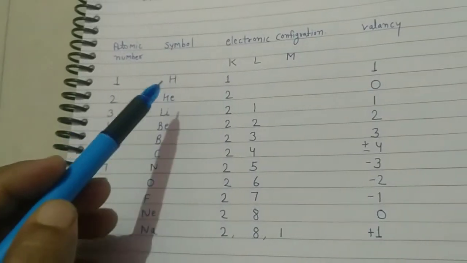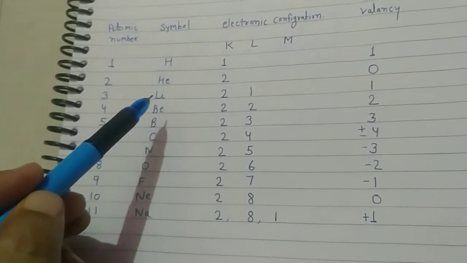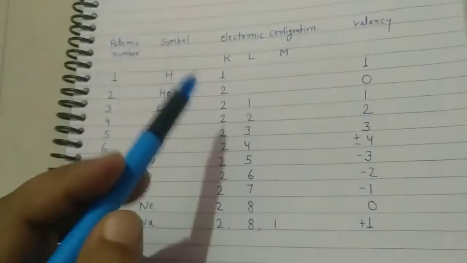The symbol of hydrogen is H. The symbol of helium is He. The symbol of lithium is Li. In the same way, the symbol of sodium is Na. And what is electronic configuration?